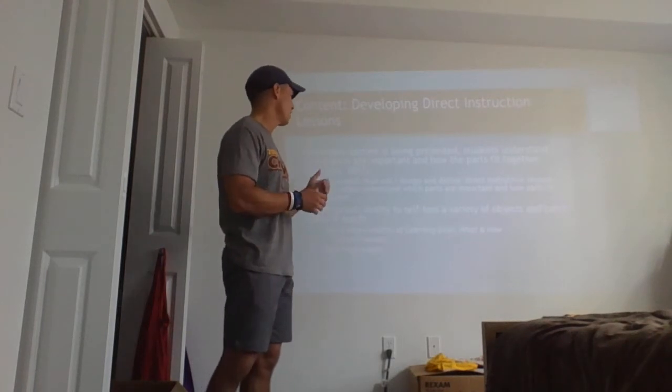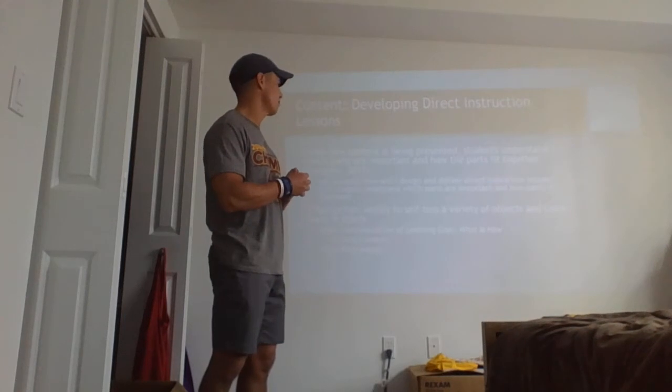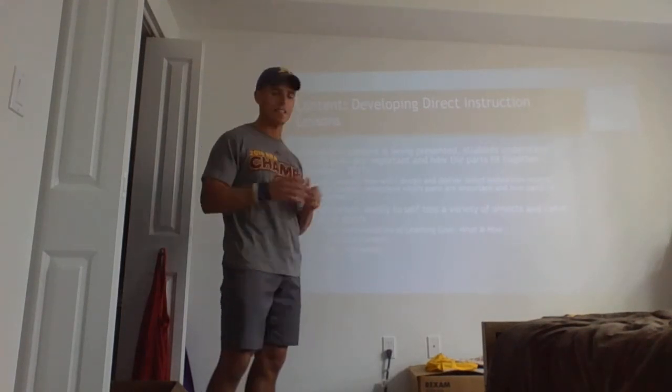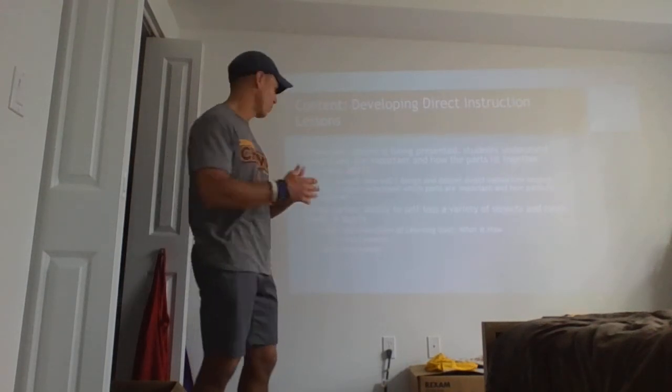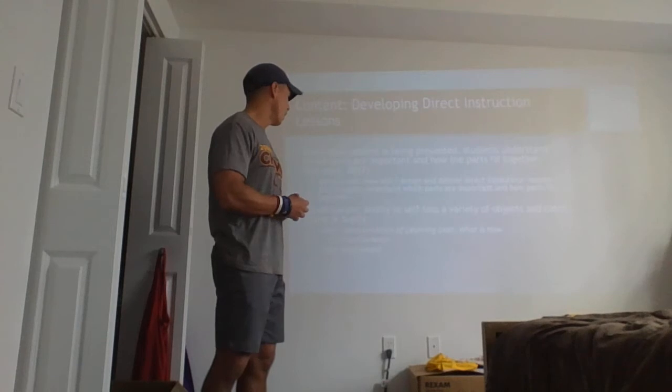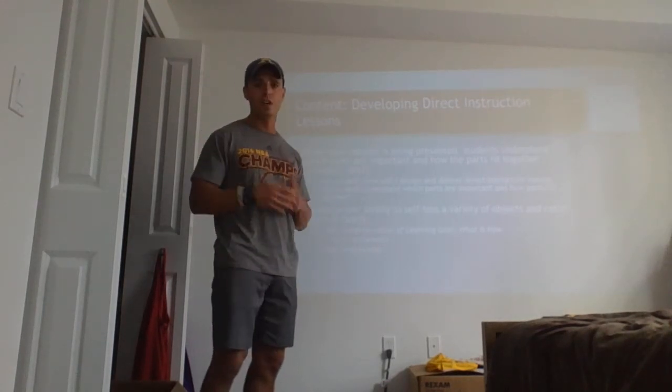All right. As a teacher, you need to ask yourself, how do I design and deliver direct instruction lesson plans so that students understand which parts are important and how parts fit together? That's the question you ask yourself. What's important? How do they fit together? Example: things that you can do. Ability to self-toss a variety of objects and catch them. That's one of the kindergarten and first grade standards.